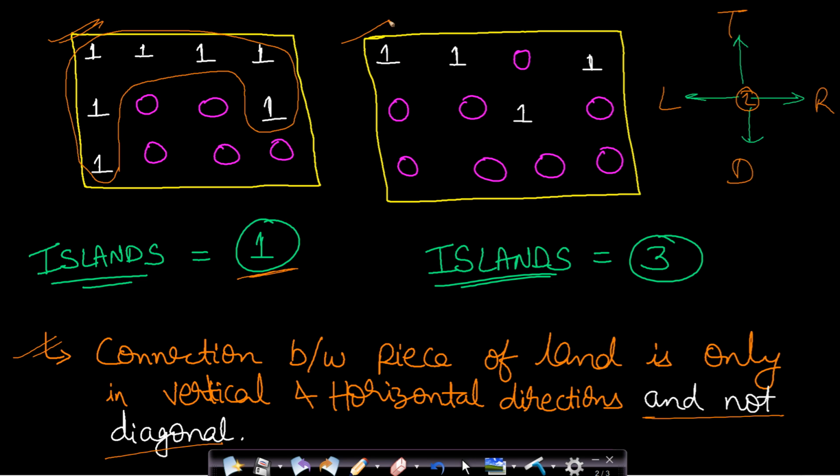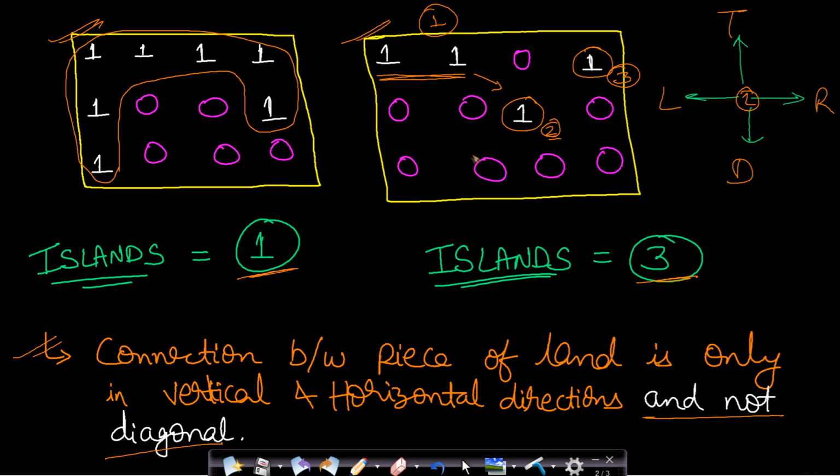In the second example you can see that these 2 pieces of land are connected, so this forms a single island. This piece of land is alone, so this is a second island, and this piece of land is also alone, this is a third island. Therefore the total number of islands is 3. Even though they are diagonally connected, we do not include these diagonal connections. We only care about vertical and horizontal connections, so they are not connected here. So I hope you understood the problem statement.